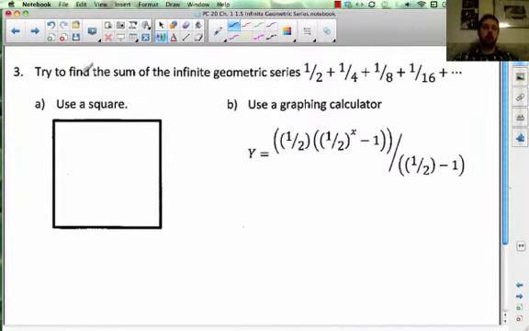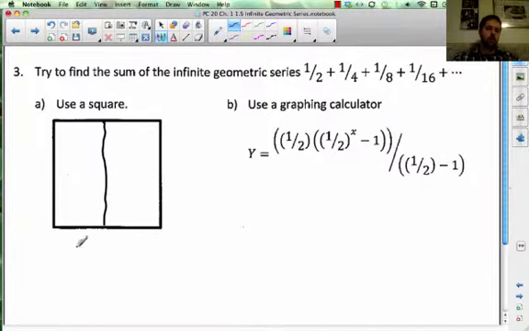Okay, you can try this. Try to find the sum of the infinite geometric series. I know you don't have a graphing calculator, so this isn't really going to work for you. But if you use a square, you can try to find a sum by continually dividing it in half. So then we have half of the first half.